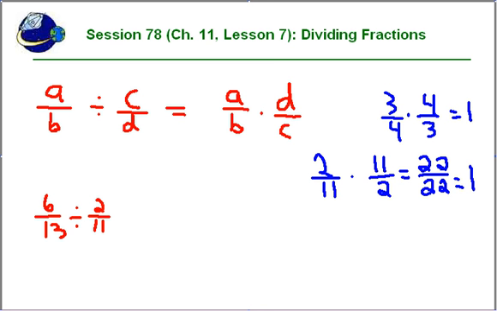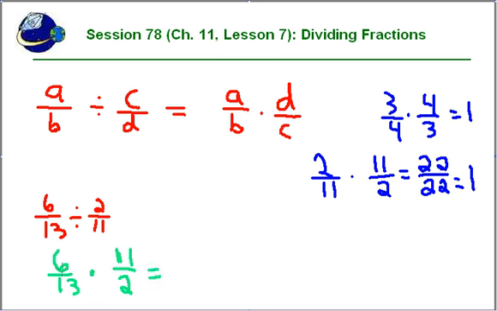Well, let's come over here and take a look at this question. 6 over 13 divided by 2 over 11. Let's go ahead and rewrite that. That's going to be 6 over 13. Now remember, when we're dividing fractions together, we leave our first fraction alone, but then we take our second fraction and invert it. We flip it, or we write its reciprocal, which is 11 over 2. And then we change our division symbol to a multiplication symbol.